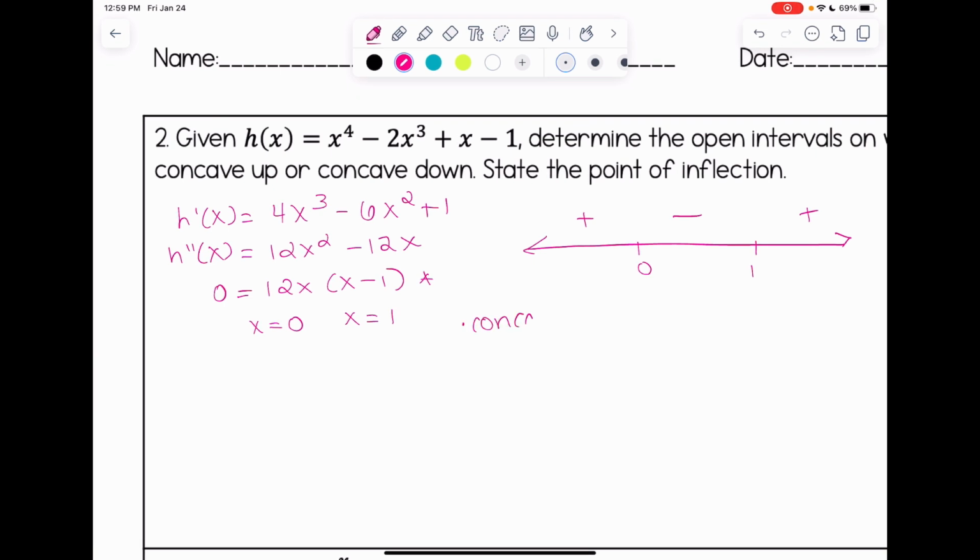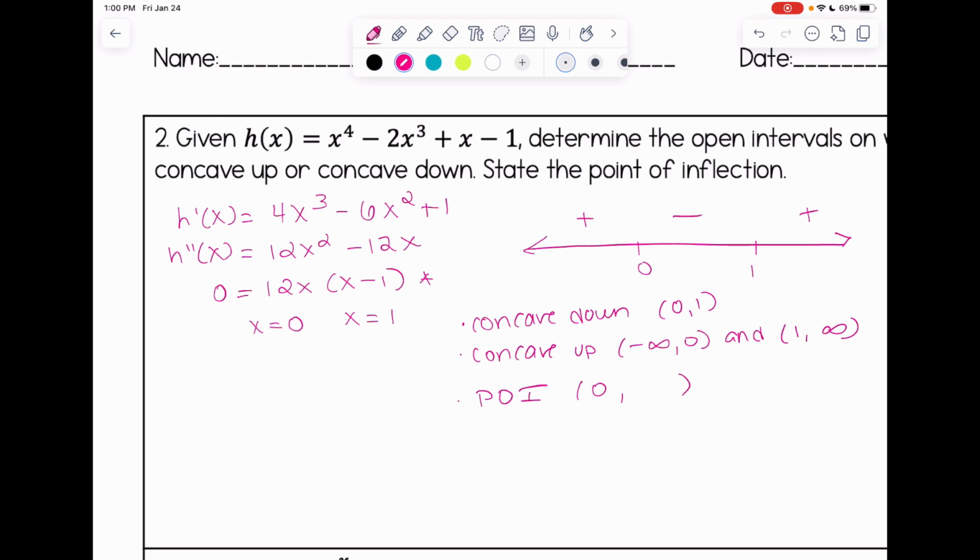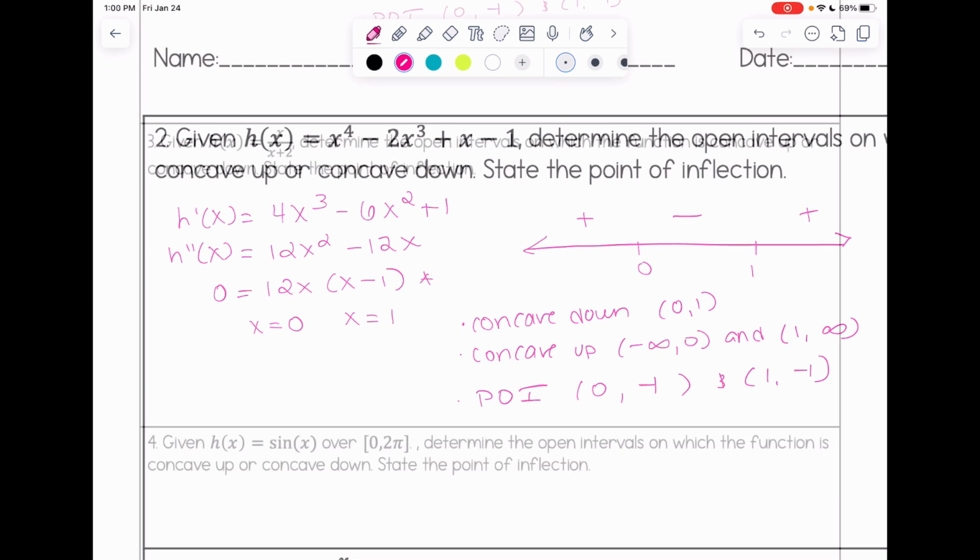So we can say that the graph is concave down from 0 to 1, concave up from negative infinity to 0, and 1 to infinity. Our points of inflection, I'm abbreviating POI there, occur at 0 something and 1 something. So what I'm going to do is plug 0 and 1 into the original function, and each of those come out to be negative 1.